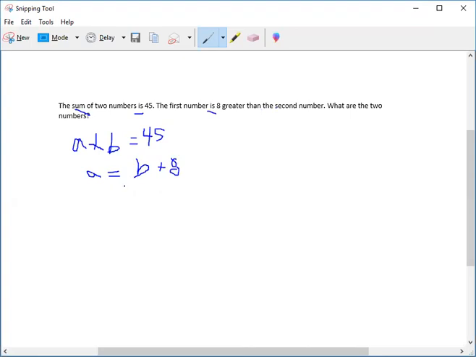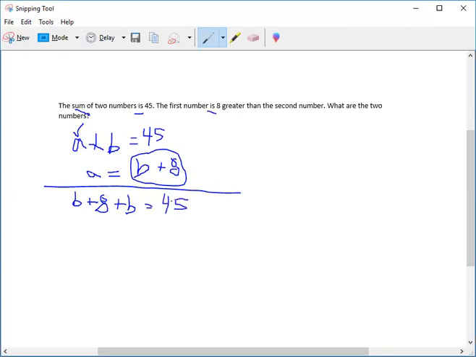Okay, now we have two equations and two unknowns, so we can solve for our numbers. Easy enough. This one's kind of set up for substitution since we have a equals b plus 8. Those two things are equal, so when we have a up here, we can just replace it with b plus 8. So I'm writing a new thing. Okay, that's our b plus 8. Then I have a plus b equals 45. Now I've got one equation and one unknown. I know how to solve that.